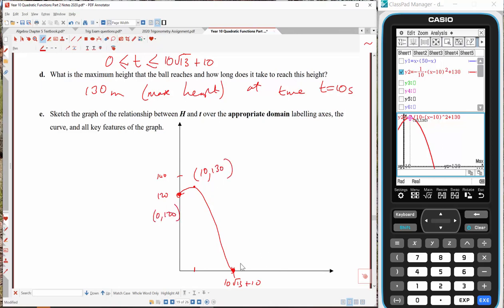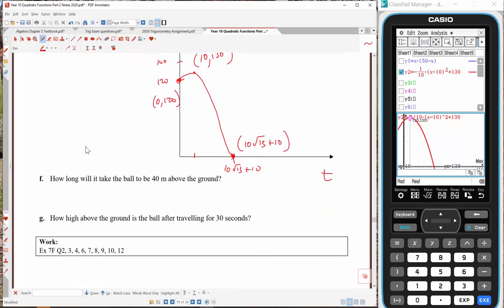0, 120, 10 root 13 plus 10. Fully labelled axes where t is equal to time and h is equal to height. How long will it take the ball to be 40 metres above the ground? Right, so you can see here that what we're after is this point, 40.